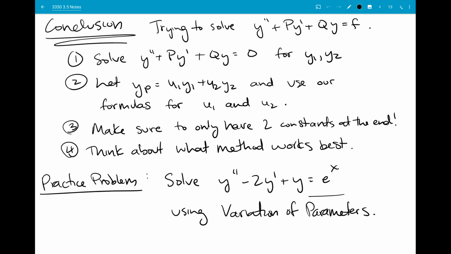So your practice problem today is just to solve this differential equation, y double prime minus 2y prime plus y equal to e to the x, using variation of parameters. And so go ahead and work on that, give it your best effort, and I will see you in class.